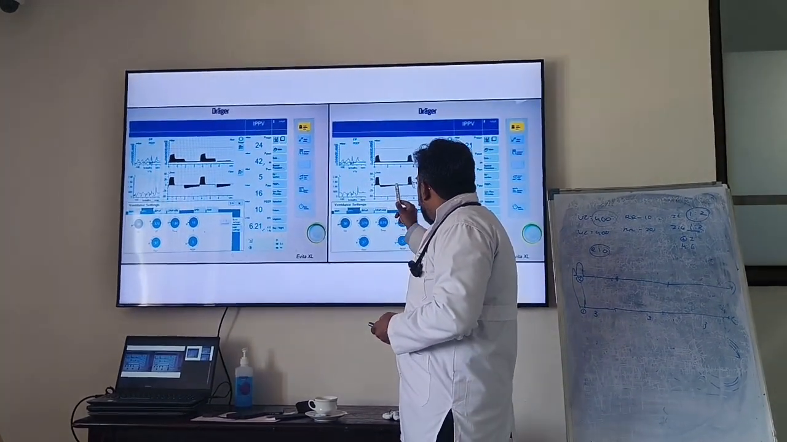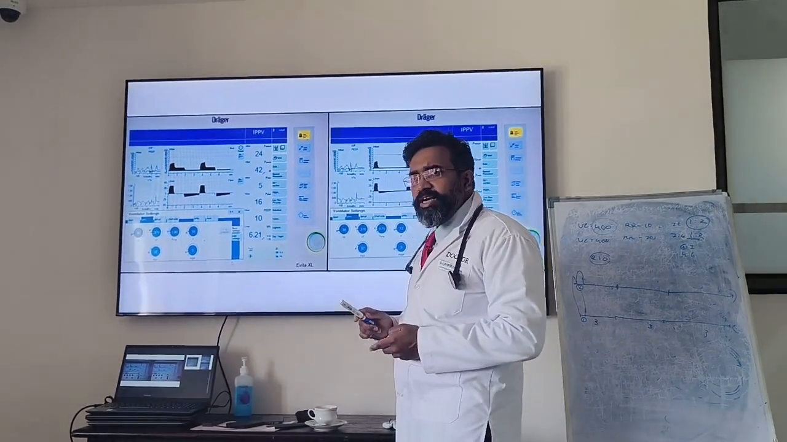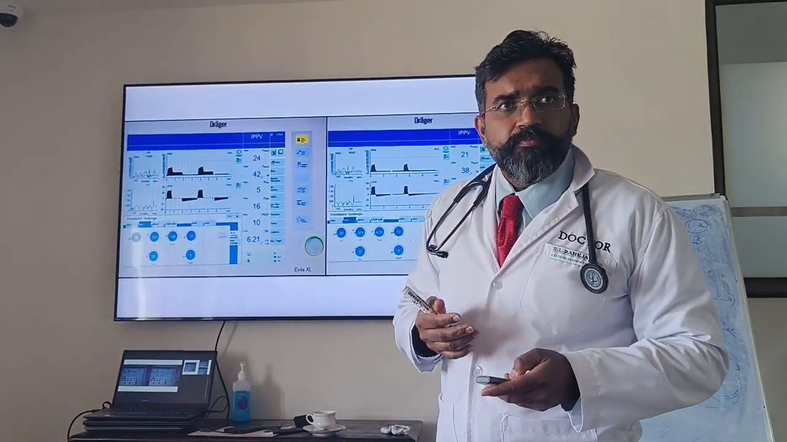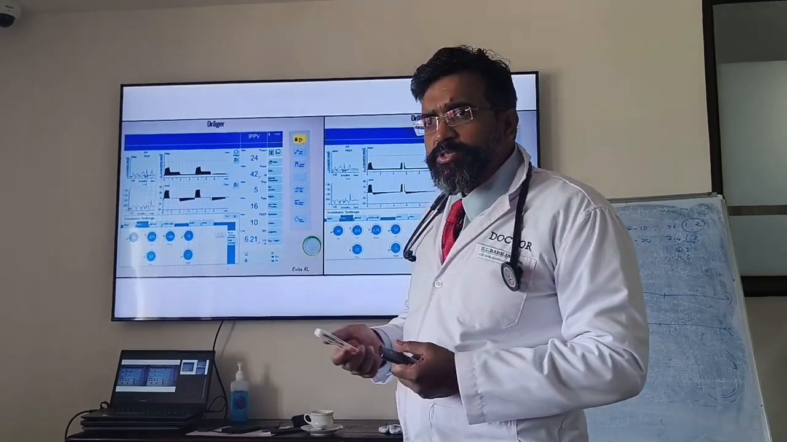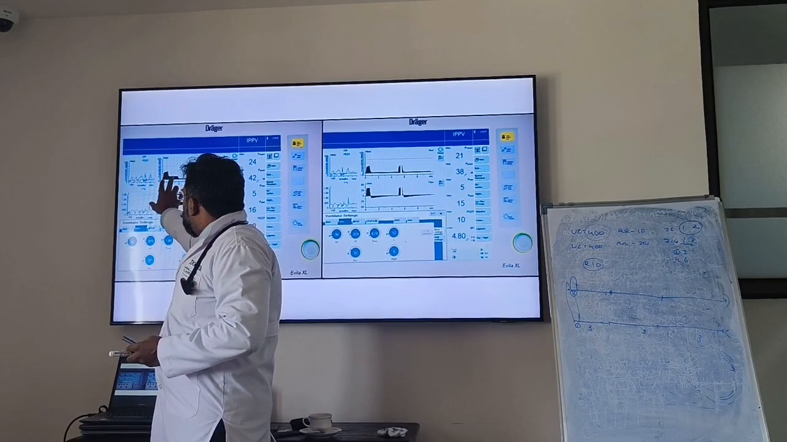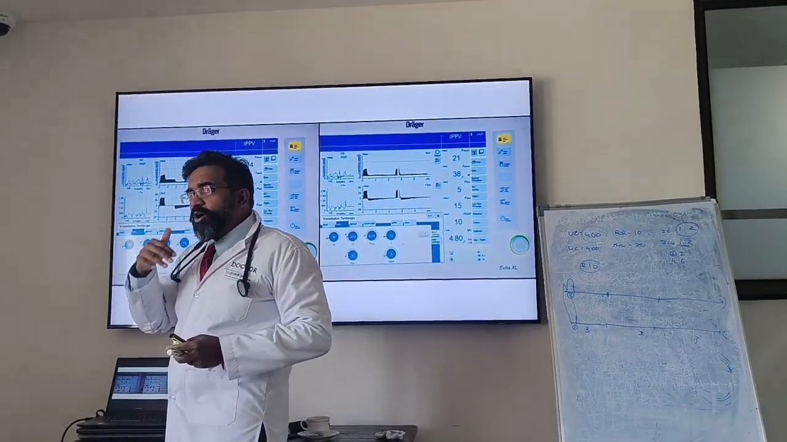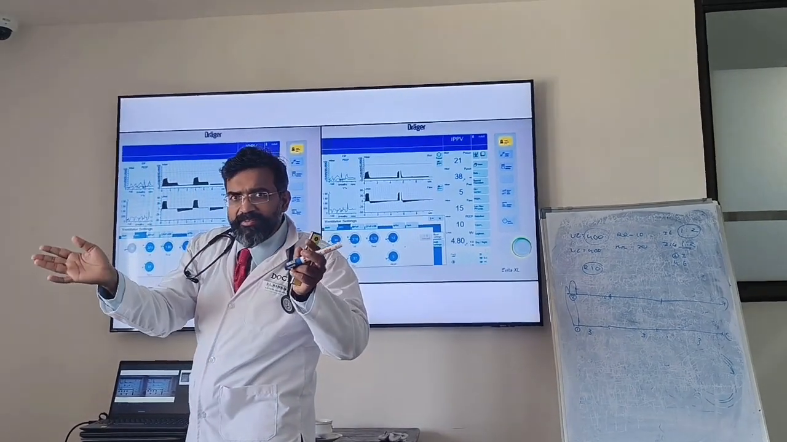I give it more time to expire. Since I give more time to expire, it has reached the baseline now. You're understanding? So the inspiratory pause can be a problem. I'm just telling you what happens if you put an inspiratory pause. When you put an inspiratory pause, what is happening? Your breath is terminating, the flow is terminating at this point, but it has not yet gone into expiration. It has not yet opened the valves to expire.